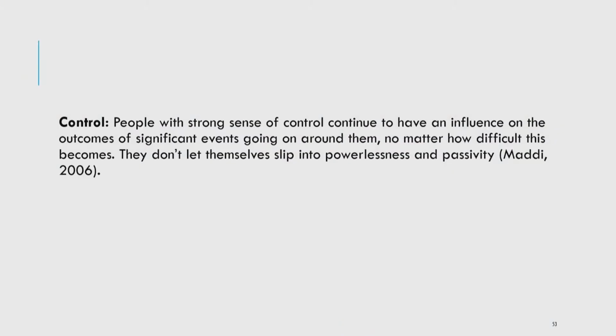Second is sense of control. People with a strong sense of control continue to have an influence on the outcomes of significant events going on around them, no matter how difficult these become. This sense of control is basically about internal locus of control, which we will discuss after this, another personality characteristic connected with stress. These people try to influence the event and make changes wherever possible using their own skills and understanding, no matter how difficult it becomes. They still try to influence the outcome and change things.